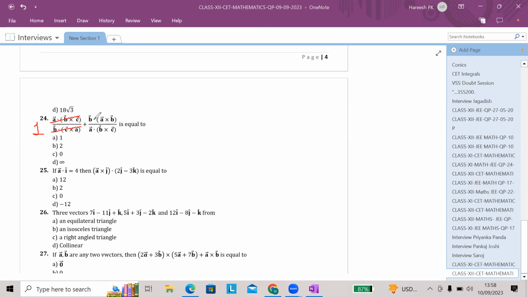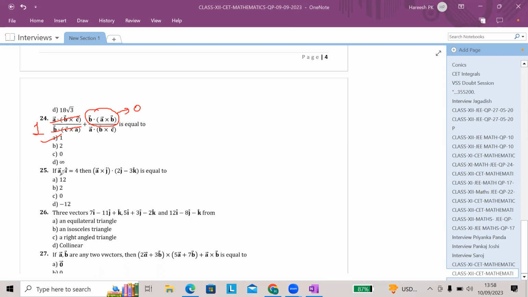Now B dot A cross B is going to be a big 0. Why? Because A cross B is perpendicular to B. So when you take a dot product of 2 perpendicular vectors, you will get 0. So the final answer is 1 plus 0, which is 1.